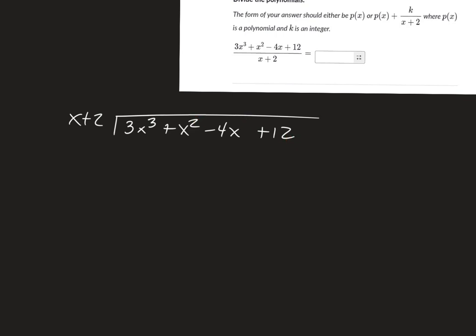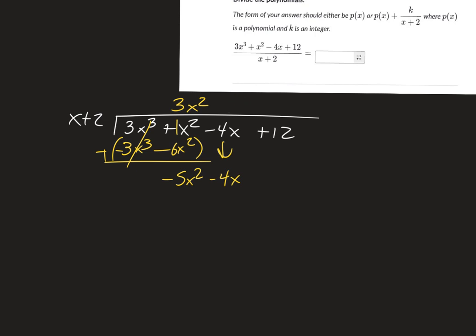And I just have to ask myself, what times x would make 3x cubed? Well, let's do this in yellow. That would be 3x squared, and 3x squared times x is 3x cubed. But I have to distribute it to both terms, so 3x squared times 2 is 6x squared. And then remember, I'm subtracting, so I'm going to put a minus in front of both of these. Cancels out. This is essentially like 1 minus 6, so that's negative 5x squared. Bring down the negative 4x, and repeat.